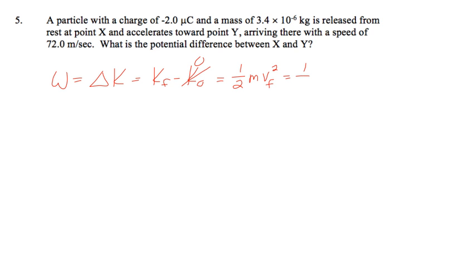So we're going to have 1/2. The mass in the problem is 3.4 times 10 to the negative 6 kilograms. And then the final velocity is 72 meters per second. So we have 72 meters per second squared. And if you solve that, what does that give you for the work? What does that work out to be?